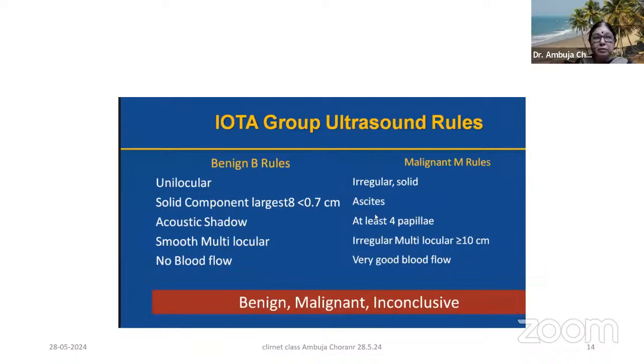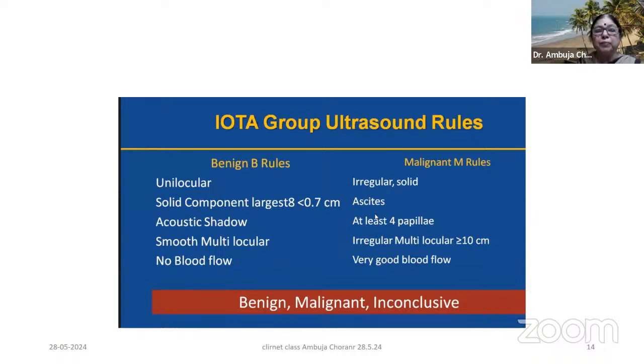And for this, in about the 1990s, the IOTA classification came into existence. That is the International Ovarian Tumor Analysis classification. It is called IOTA, and it divides masses into two things: either benign or malignant. The benign features are the B rules. Malignant is the M rules.